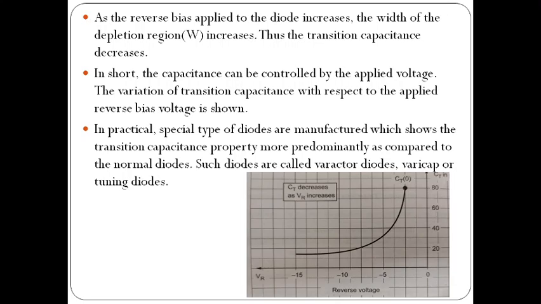This is one of the special types of diode, which is manufactured to get the transition capacitance property more predominantly as compared to normal diodes. That's why we call these diodes varactor diodes, varicap or tuning diodes.